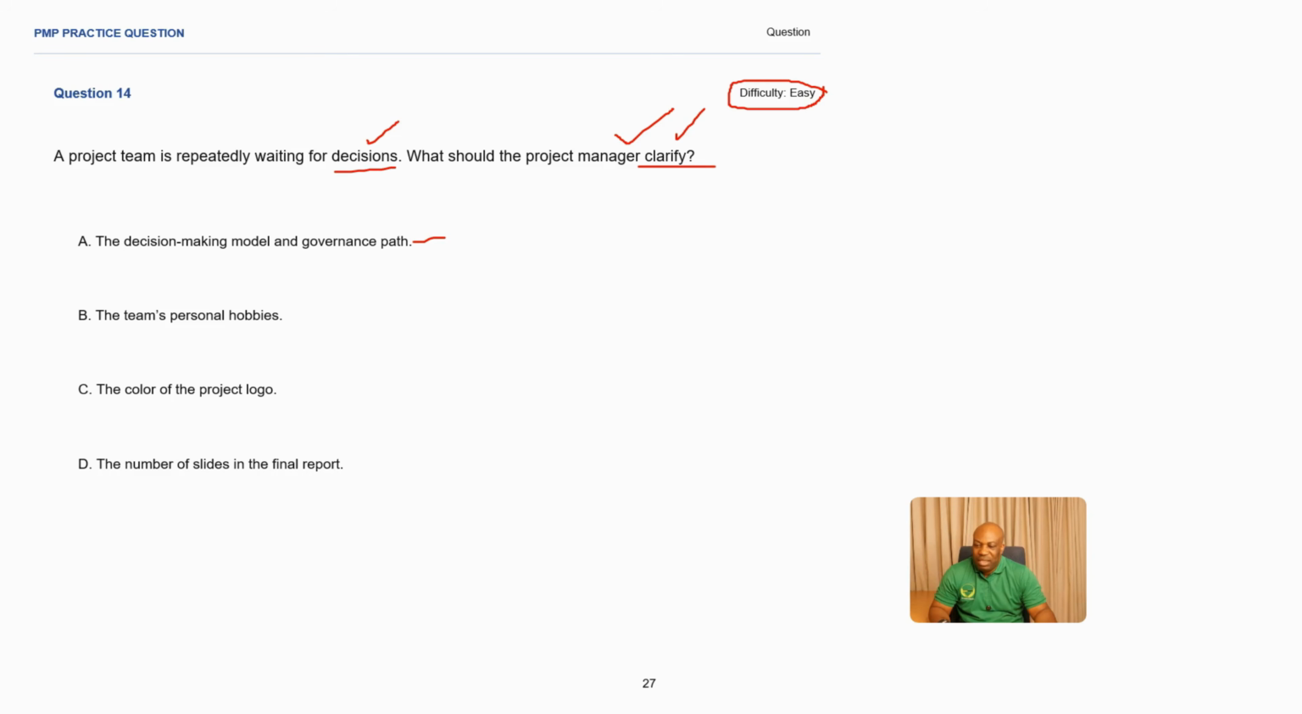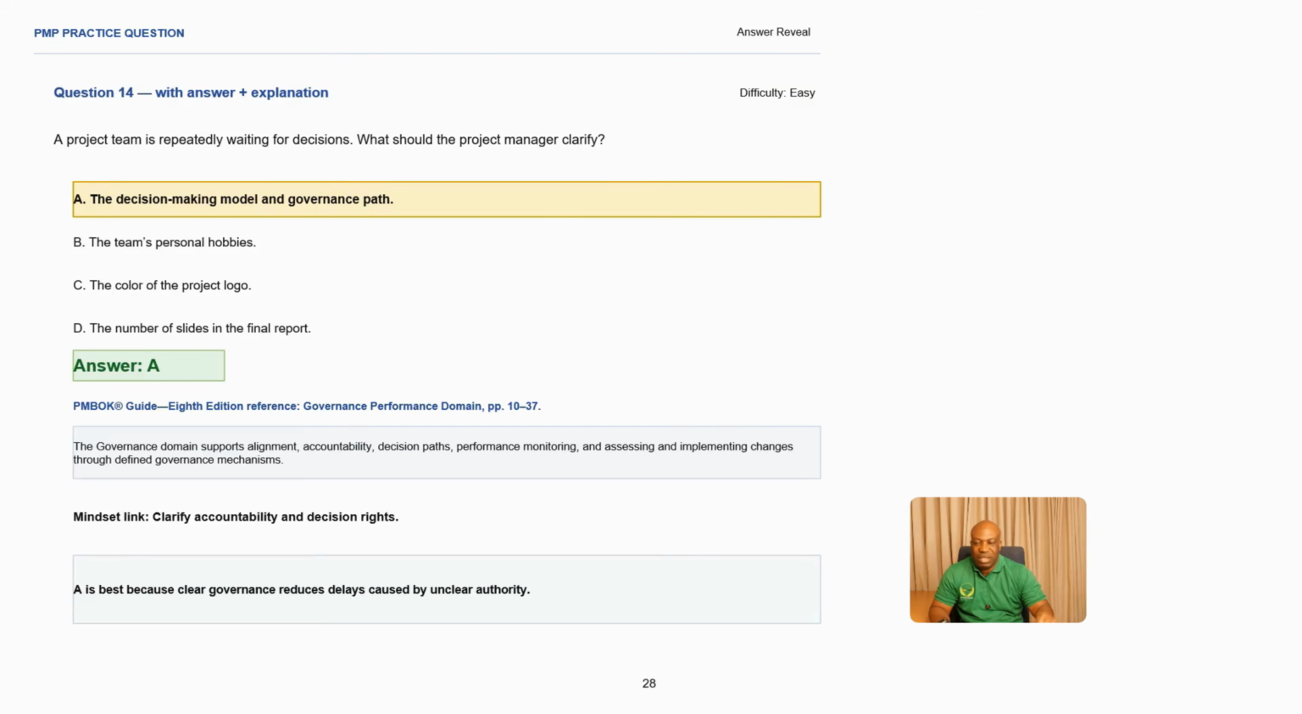Number B, the team space and hobbies. This is not going to help in decision making, so we eliminate this one. The color of the project logo. This also does not help in any way. I don't know if someone is going to choose an answer like this one, so we eliminate it straight away. The number of slides in the final report. The team is not deciding, so if you give them the number of slides, it doesn't help them in any way. This does not solve the problem. So that's the mindset that we use, making A the best answer in this scenario.